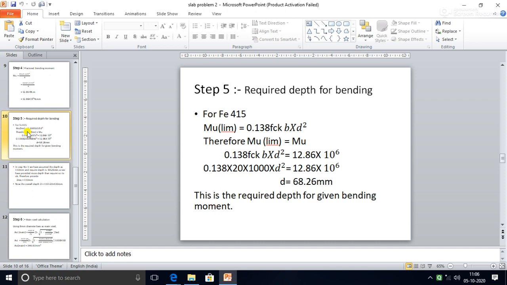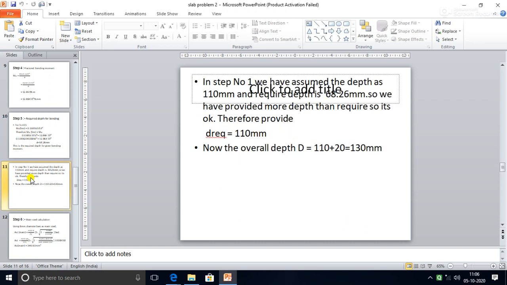Equating all these, we can calculate the depth required as d is equal to 68.26 mm. This is the required depth for the given bending moment, and actually we are assuming a depth much larger than the required, so we are safe for the depth. We have assumed the depth as 110 mm and the required depth is 68.26 mm. So we have provided more depth than required, so it's okay. Therefore provide d equal to 110 mm. Now the overall depth D is equal to 110 plus 20 mm effective cover, that is 130 mm. This is the first design for the slab.